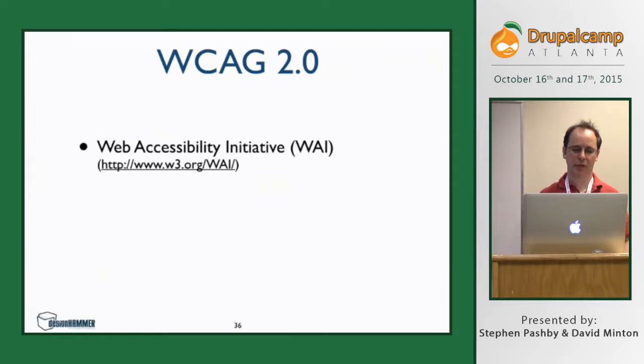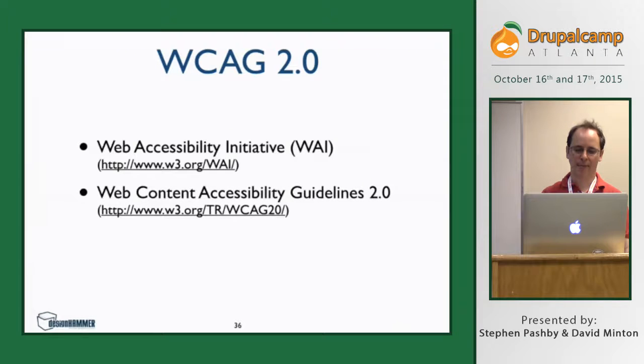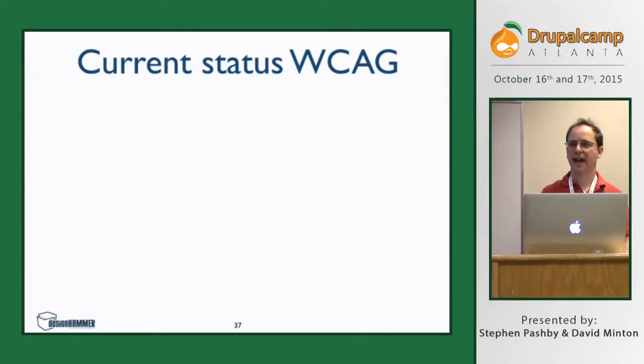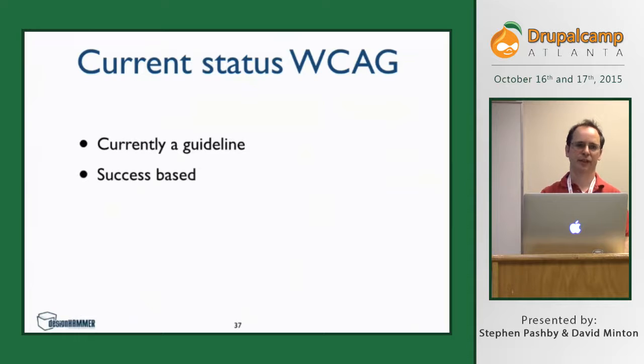You can actually go to the Web Accessibility Initiative. They've got their own website. And there's also the Web Content Accessibility Guidelines themselves. And there's a pretty complete set of instructions on how to meet WCAG 2. And we'll give you some examples of that later. The current status of WCAG is it's currently a guideline. What's really nice about it is it's success-based. They tell you what you have to do and then very specific examples of how you would either achieve success in meeting the guideline or specific things that you would do to fail.